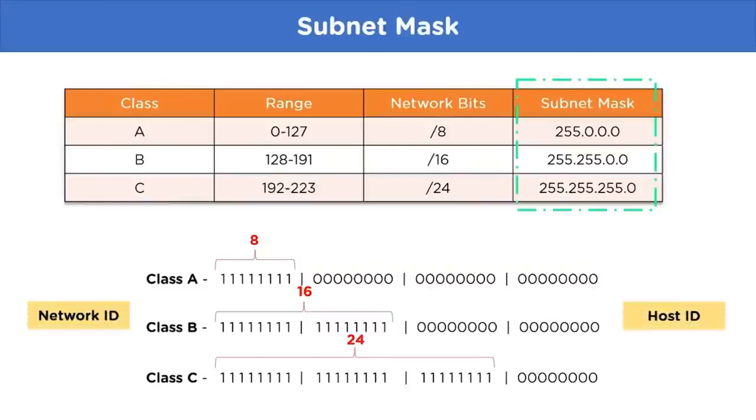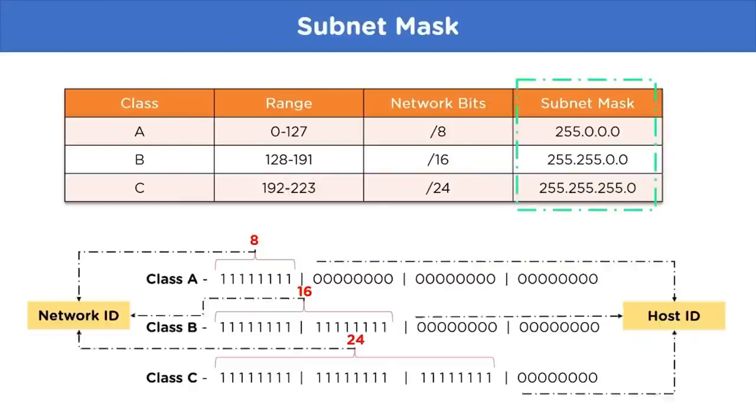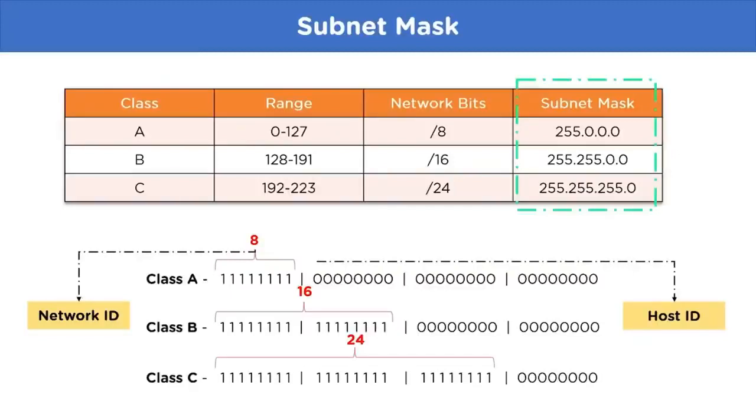The network ID part is the one that represents the binary digit 1, whereas host ID represents binary digit 0. That means for class A, we have 8 bits as network ID and the remaining bits as host ID. By looking at the host ID, we can see that the network addresses available for hosts are the largest in class A.